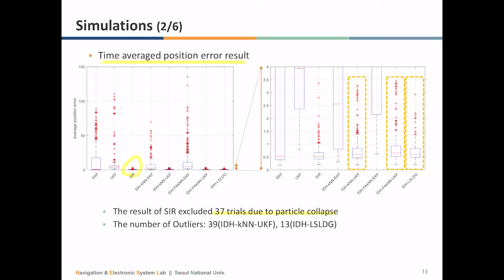The performance of IDH-KNN with UKF and the presented incompressible particle flow filter with LSLDG, denoted as IDH-LSLDG, seems to be good. The IDH-KNN-UKF has a slightly smaller median than the IDH-LSLDG, but there are 39 outliers for IDH-KNN-UKF, more than the 13 for IDH-LSLDG. The maximum value of the outlier is also smaller in IDH-LSLDG.